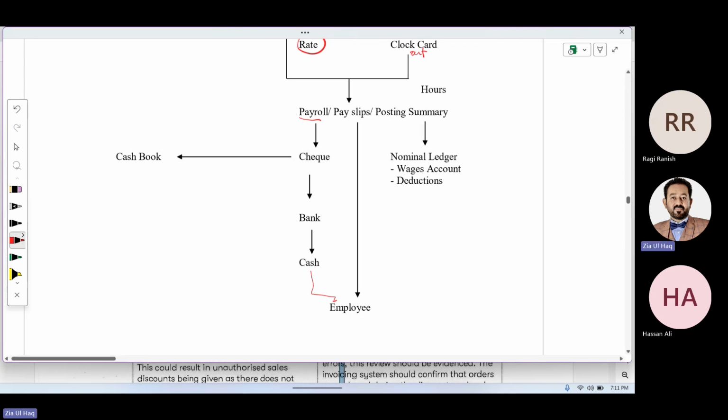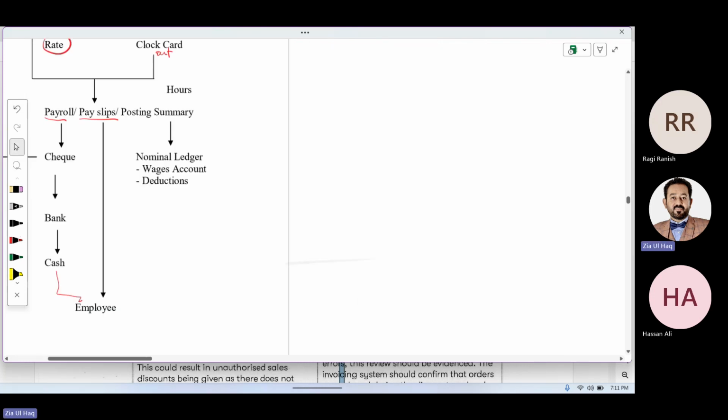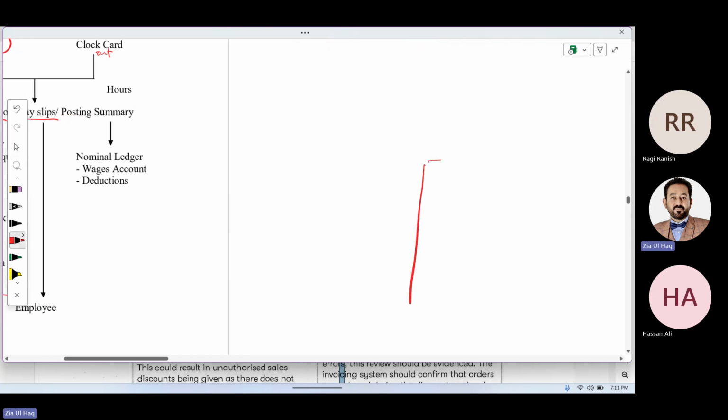Along with the pay, the company also provides a pay slip to the employee. What is a pay slip? A pay slip is a page having details of your payment. On this pay slip, your name and your employee number are mentioned. The month for which you are receiving payment will be mentioned, and your hours worked detail.